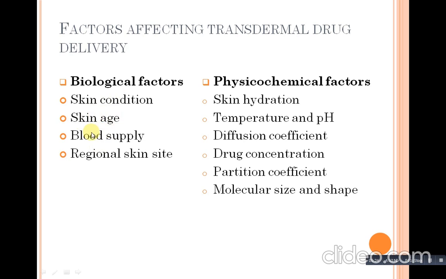Then, blood supply. If the blood supply is more, meaning vascularity is more at the application site, then the skin condition will definitely be maintained faster, so the absorption of drug will be faster. Next, regional skin site. The thickness of the stratum corneum at various sites of our body is different. The thickness at the back of the neck will be different, at the back of the hand will be different, and at the palm the thickness of the stratum corneum will be different.